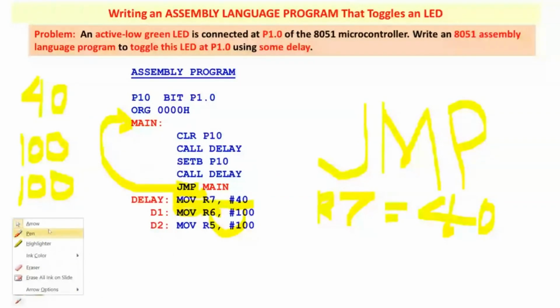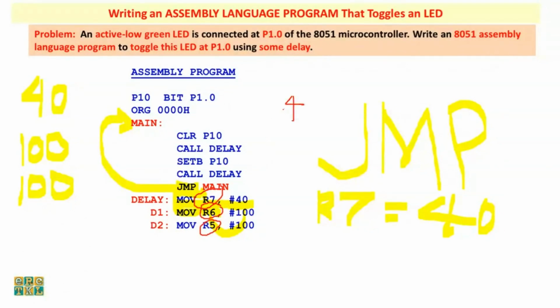You see this? R7 followed by R6 followed by R5. Do you want to use the same or you want to change it? Can I change this? Yes, you can. You can use R4, R3, R2. You can make 7 up to 0 only. These are the registers. But of course, if you don't want to be confused, why will you change, right? Use the same R7, R6, R5.